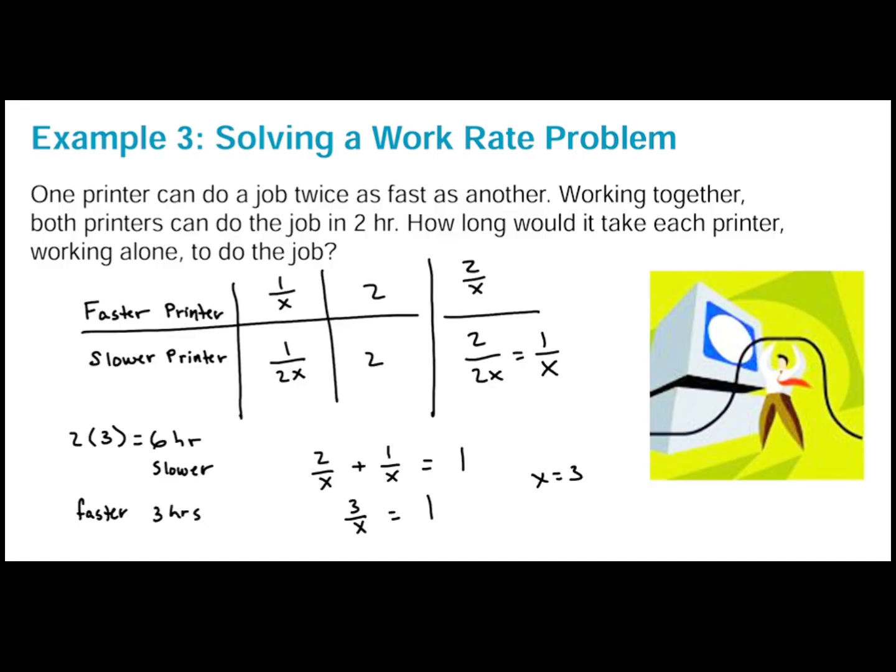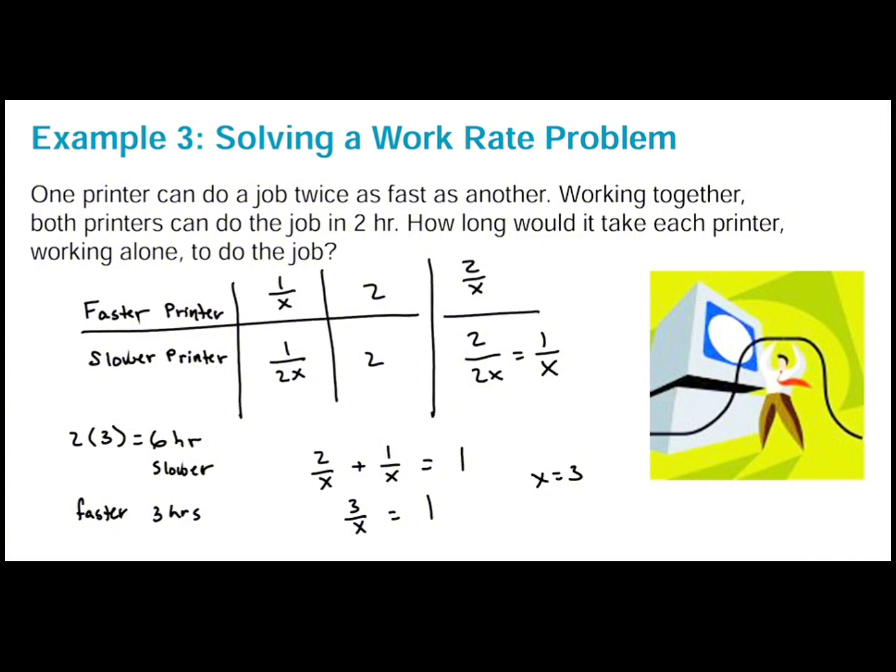All right? But with both of them together, it takes 2 hours to do the job. That makes sense, because the faster printer is still going to be printing fast. The slower printer will still be printing slower, but it'll even out and it'll wind up getting done in 2 hours.